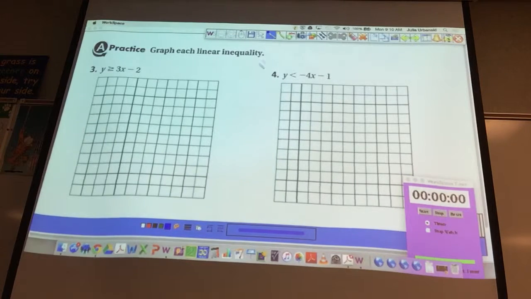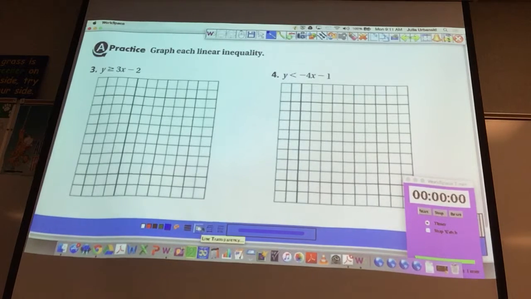Right, first of all, let's look at them together. What is the slope on this one? 3, or 3 over 1.